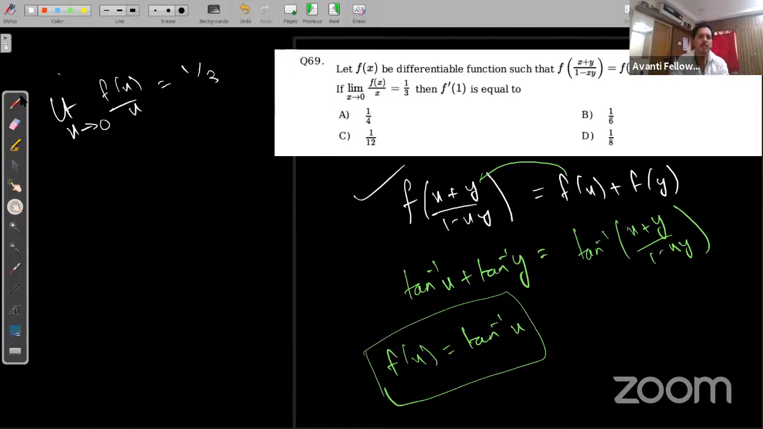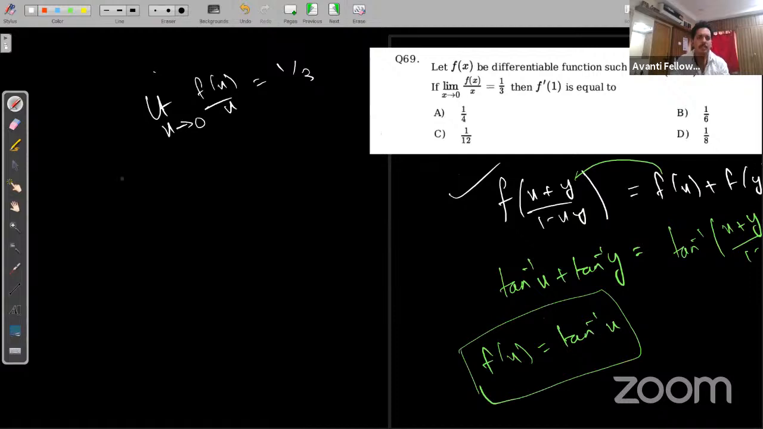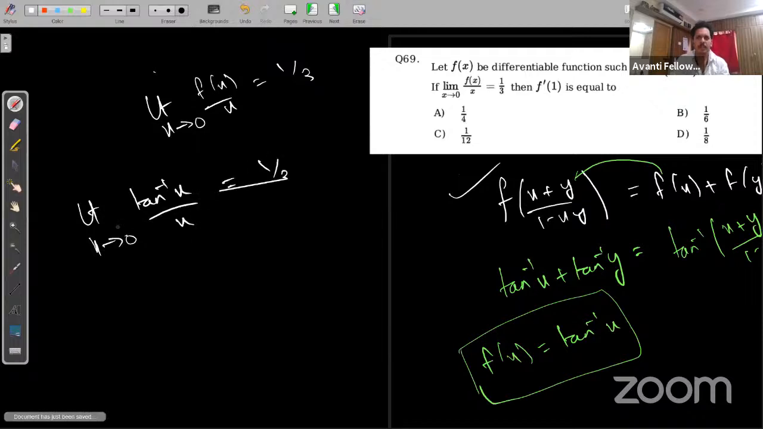Now it is very simple to do. Once we got the function, you just have to apply the limits. Limit x tends to 0, tan inverse of x by x is equal to 1 by 3. That is what he is asking, right? Please tell me.